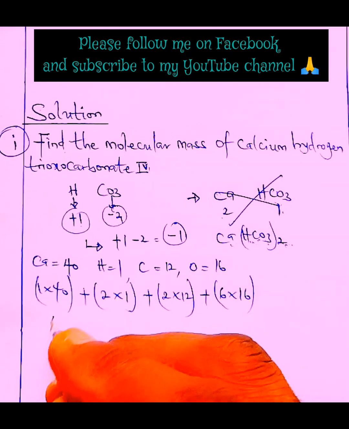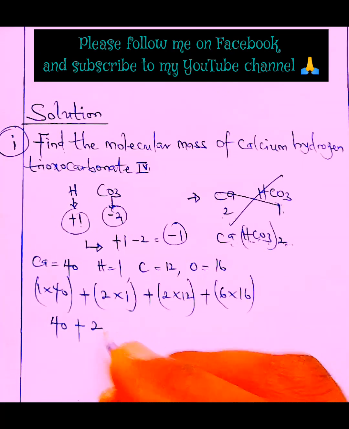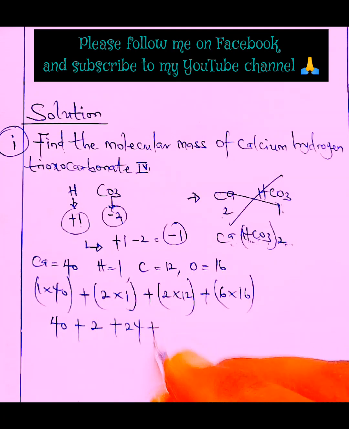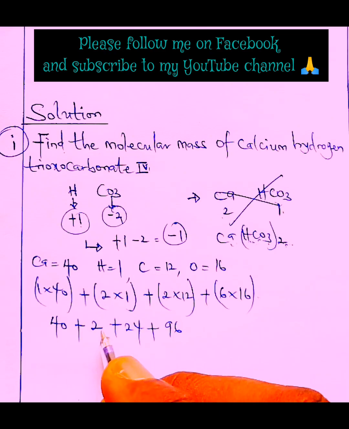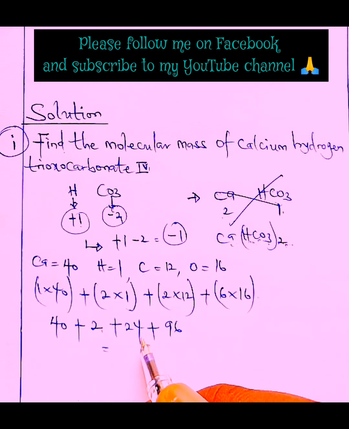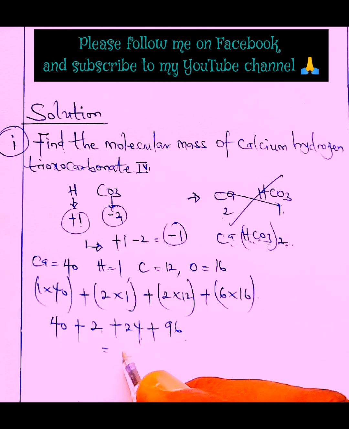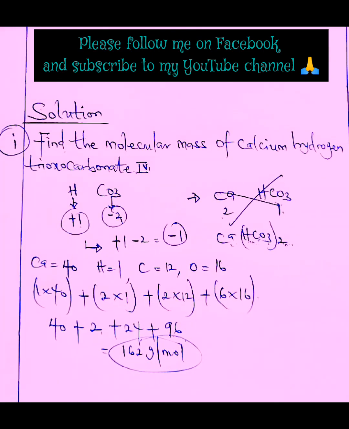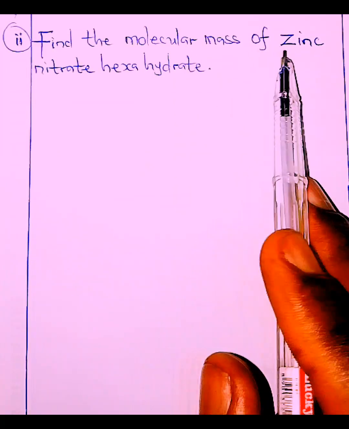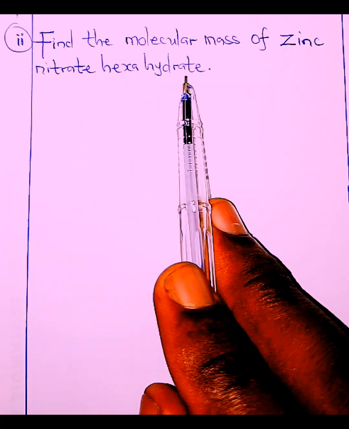So what do we do next? 1 times 40 is 40, plus 2 times 1 is 2, 2 times 12 is 24, 16 times 6 gives us 96. So we're going to sum them all up. 40 plus 2 is 42, 42 plus 24 is 66, 66 plus 96 will give us 162 grams per mole. So this is our molecular mass for this compound, calcium hydrogen trioxocarbonate IV. As simple as that. Question 2, we are asked to get the molecular mass of zinc nitrate hexahydrate.